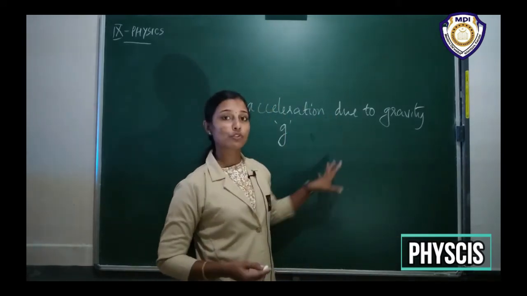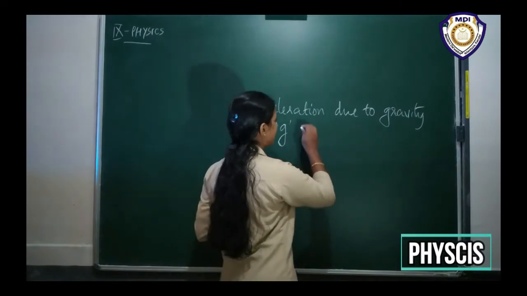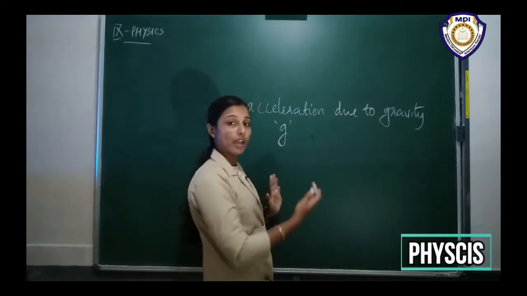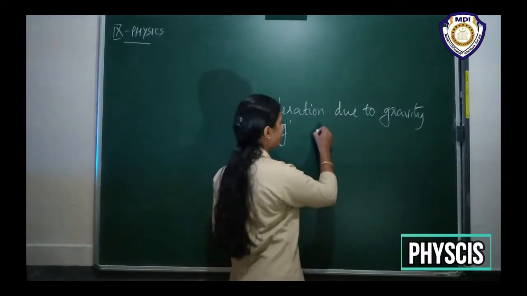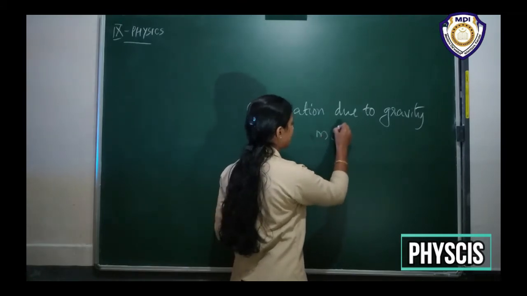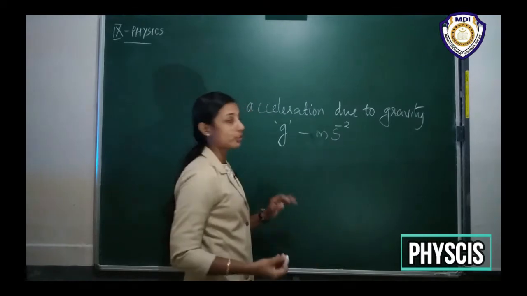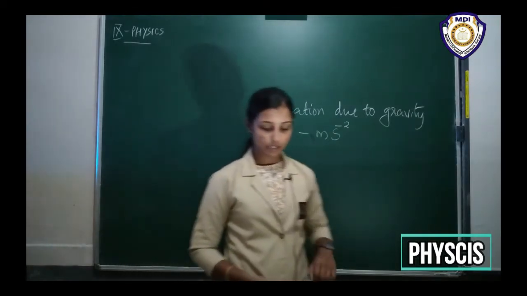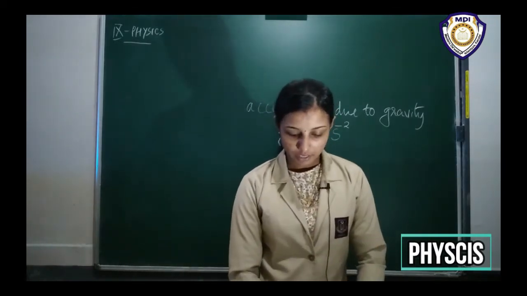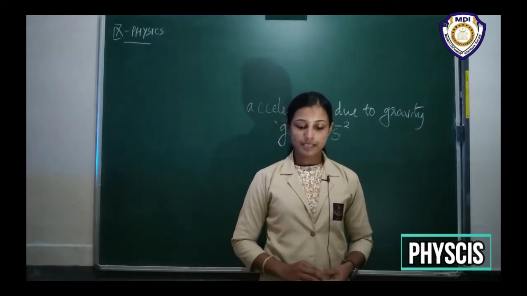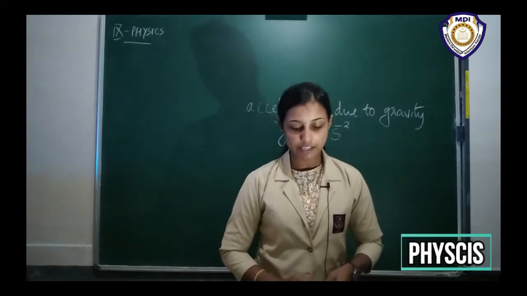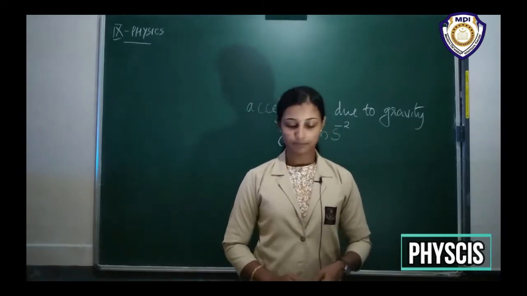So what is the unit of acceleration? The acceleration due to gravity is also an acceleration. The unit of acceleration we know is meter per second square, right? So g also has a unit of meter per second square. The unit of g is the same as that of acceleration, that is meter per second square.